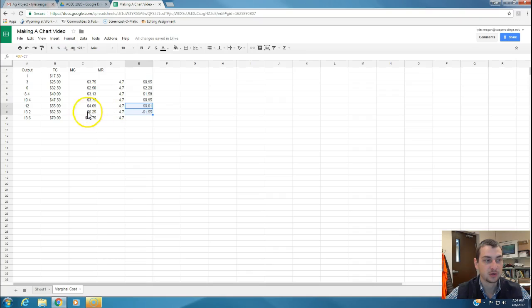The cost to produce that one more unit is $6.25, whereas the revenue is $4.70. So to produce that 13th unit, one more unit above 12 units, it's going to cost you more than what you're actually making off of it. So you receive negative marginal profit. This is the profit per unit. So we're going to call it marginal profit, that profit per unit.